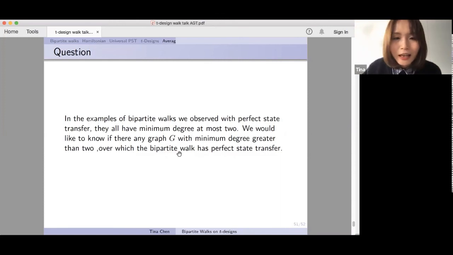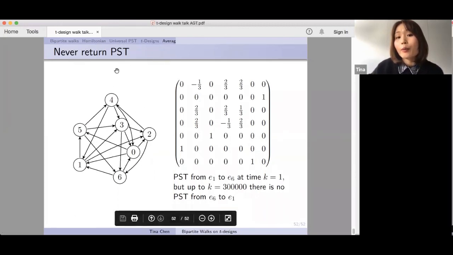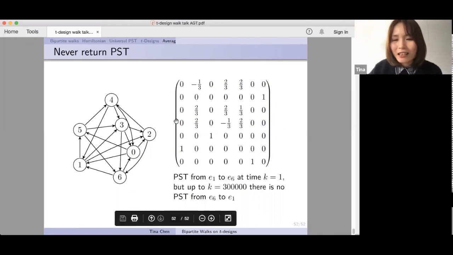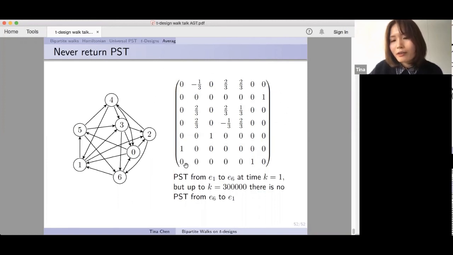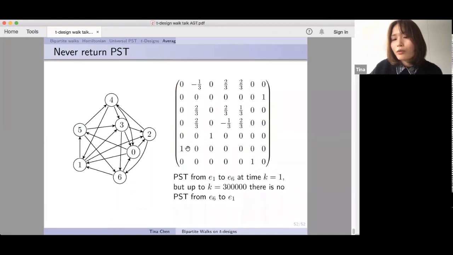And finally, I will show you a very interesting example. This digraph actually comes from the bipartite walk over the bipartite graph I showed at the beginning of the talk, and this is the transition matrix of the bipartite walk. Just look at the first column of the transition matrix here. We know that at time k equals 1, there will be a perfect state transfer from E1 to E6.